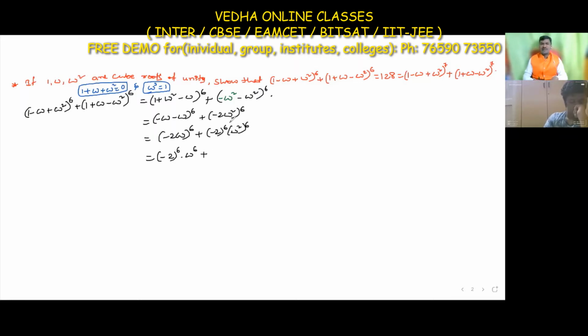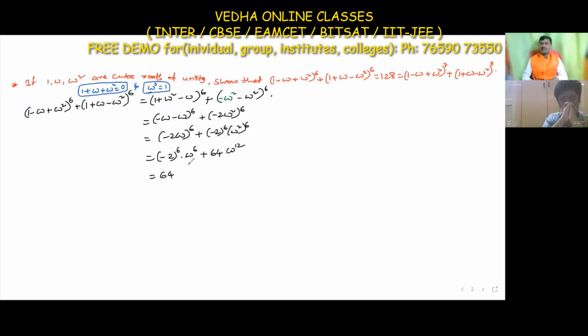How much is the value of 2 power 6? 2, 4, 8, 16, 32, 64. It is 64. Omega power 2, 6, 12. Omega power 3 is 1, and all the multiples of three also give 1. Here it is 64, and omega power 6.